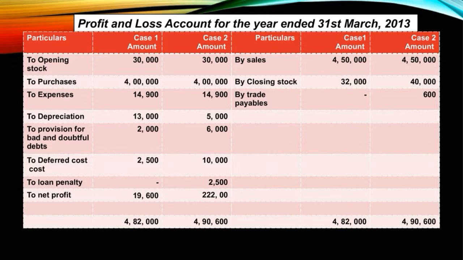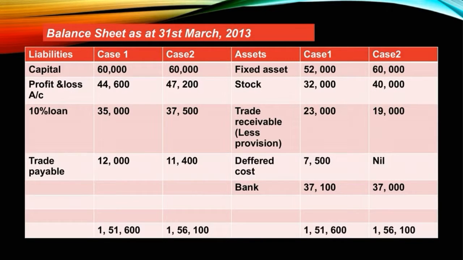Now let's move to the balance sheet. Fixed asset in the going concern is 52,000, which is the carrying amount. In the case of non-going concern, it's 60,000, which is the net realizable value. Usually in a going concern, we write the fixed asset minus depreciation, and the carrying amount should be written on the asset side. But not in the case of a non-going concern. We need to write it at NRV. Stock: 32,000 in going concern, 40,000 in non-going concern. 40,000 is NRV and 32,000 is cost or net realizable value, whichever is lower.